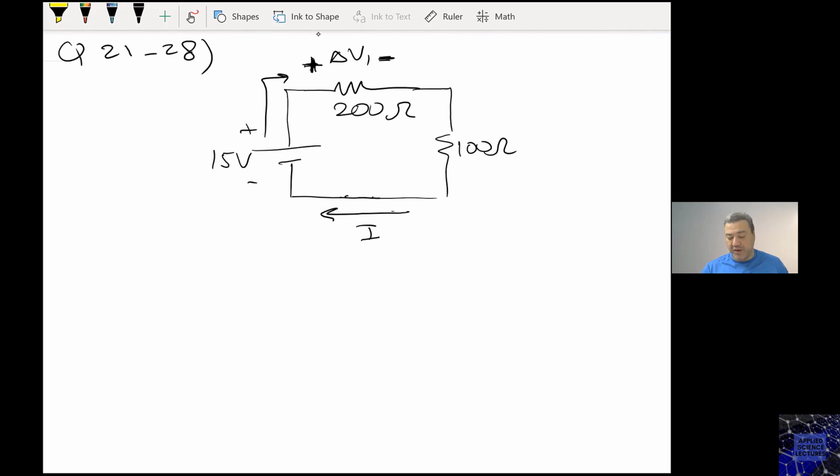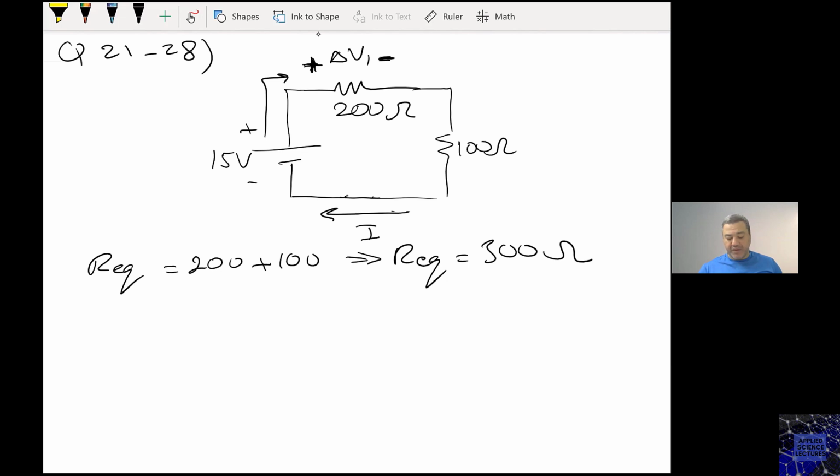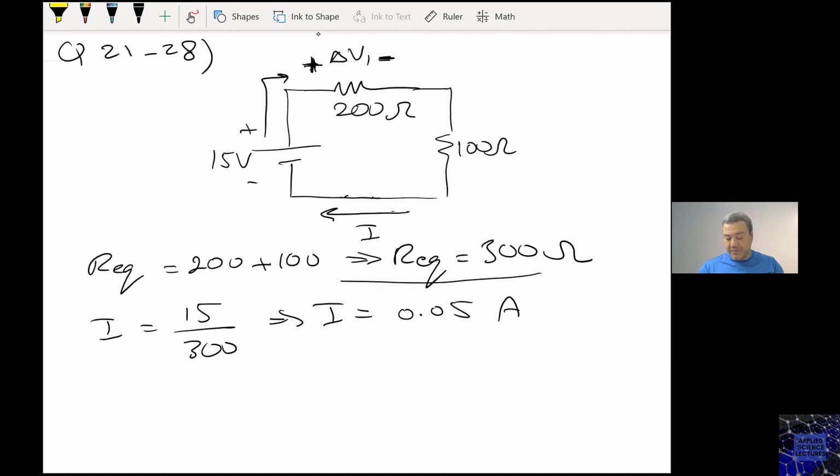Well, if I want to calculate I, then the first thing to do is to find the R equivalent that this 15 volt is across, which is the 200 in series with 100 ohm. So R equivalent here is 300 ohms. Then what is the current? Current is 15 volt divided by 300 ohms, and I is 0.05 ampere. So this is the current the ammeter is going to read.